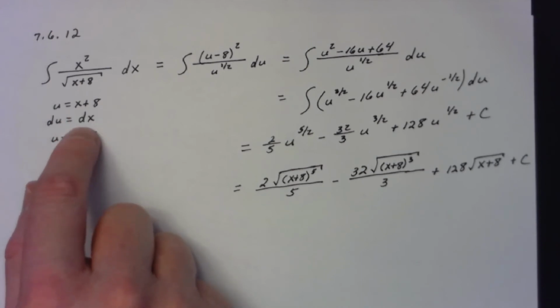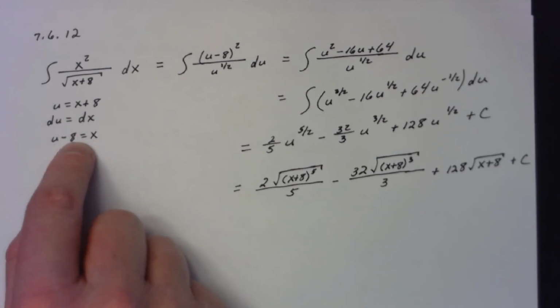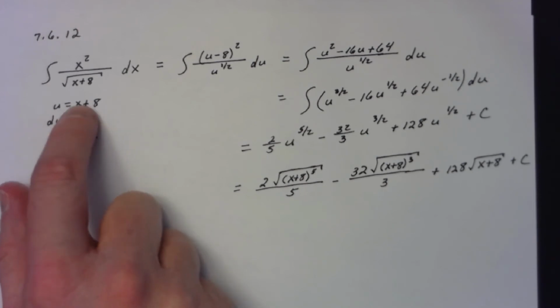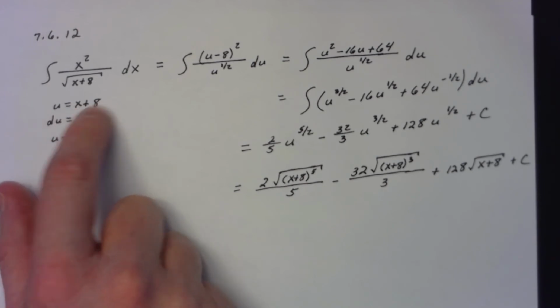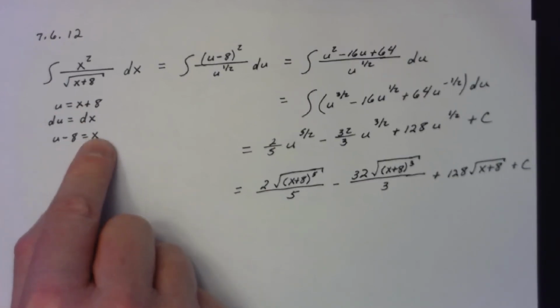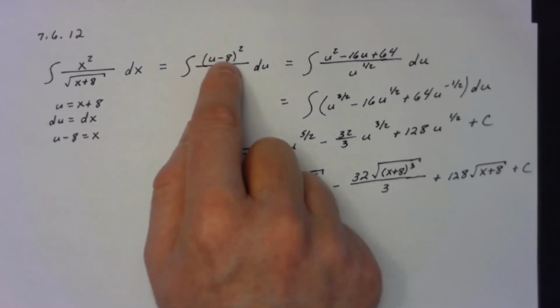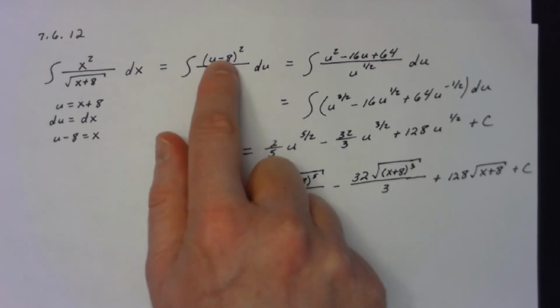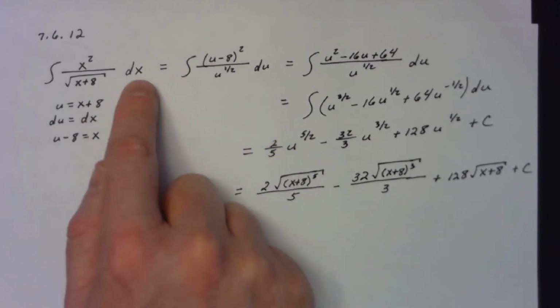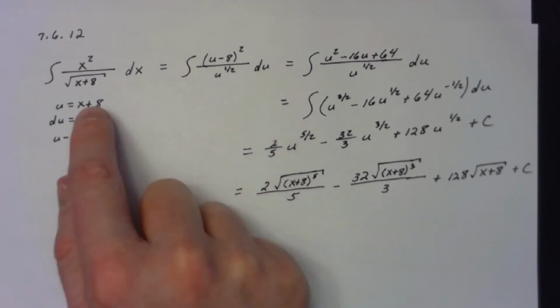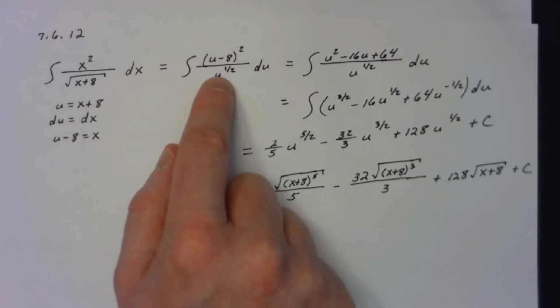And then when I do that, I know du is dx. And then I can say, well, if u is x plus 8, then x is going to be u minus 8. And then I can go back into my problem and evaluate. So x squared is u minus 8 quantity squared. I know dx is simply du. That denominator now is going to be u to the 1/2.